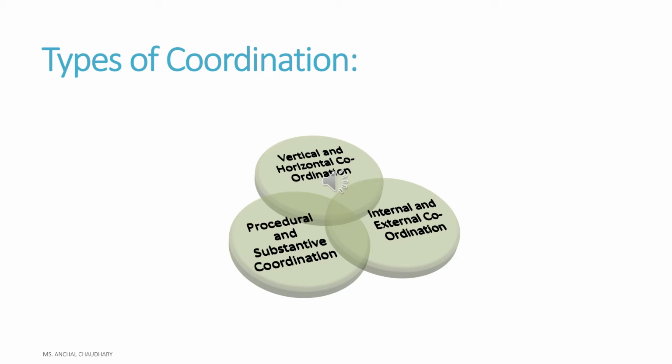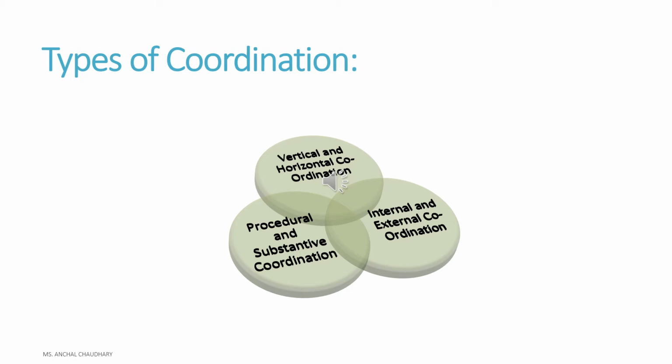That is your vertical. And horizontal coordination occurs at the single hierarchical level. It is a coordination which is done between the employees working at the same level. So here the example will be like you are asking your colleagues about anything, like you are asking them, can you please help me in this specific task? That coordination is between employees. When you are working on the same level and you are coordinating some activities, that is known as horizontal coordination.